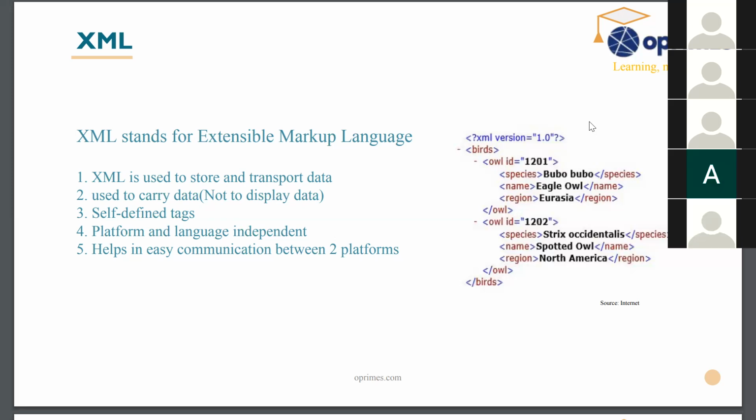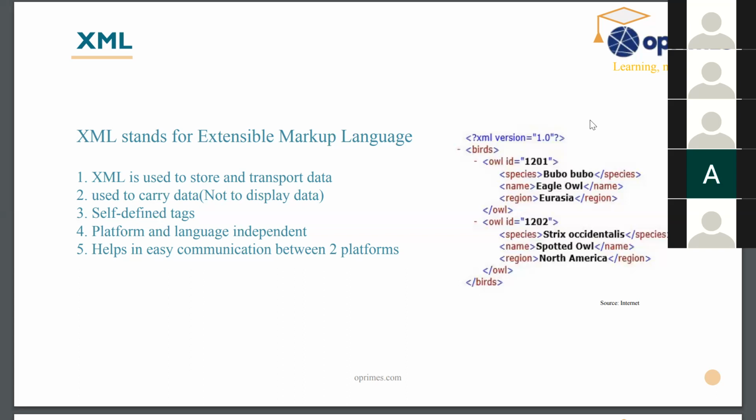Yeah, hi, Naveen. From my understanding, it is giving us an idea about two owls, one with ID 1201 and one with ID 1202. For each owl, it is giving us the species name and region. That is what I understood. And it's related to birds, so we have a tag for birds for our understanding. Perfect, perfect. This was the right answer itself.